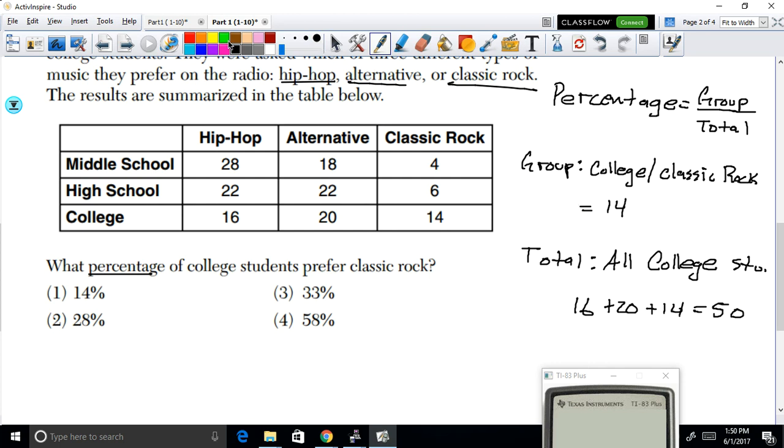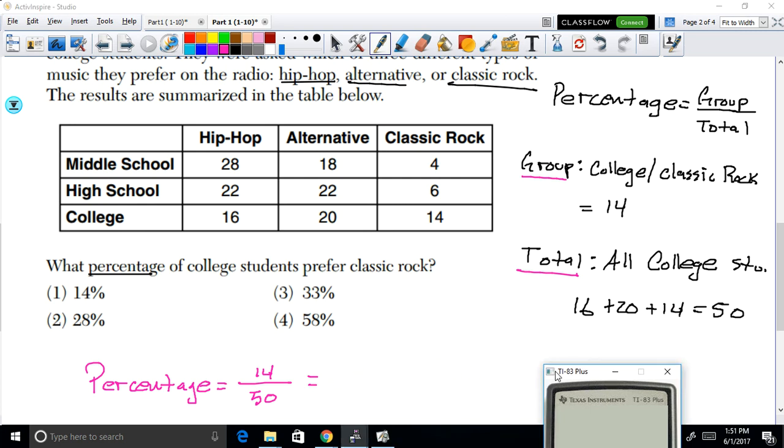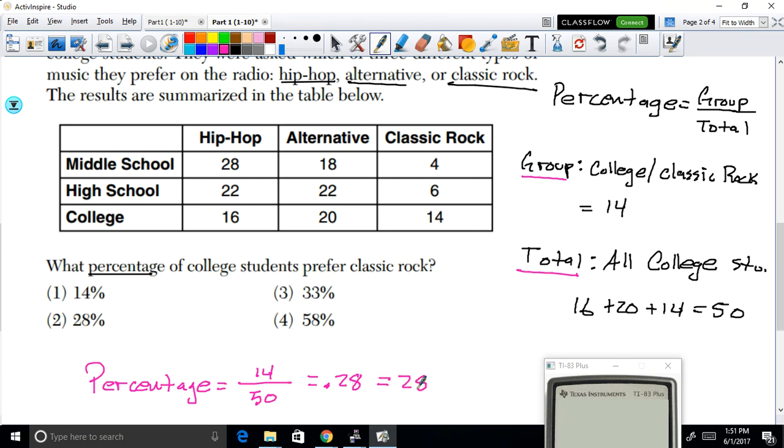So now we have what we need. Now we can find the percentage because we know the value of the group and we know the value of the total. So here, our percentage is equal to the group, which is 14, divided by the total, which is 50. And if you do this correctly, you will get 0.28, in decimal form. And if you multiply this times 100, you will get that we have 28%, which is option 2.